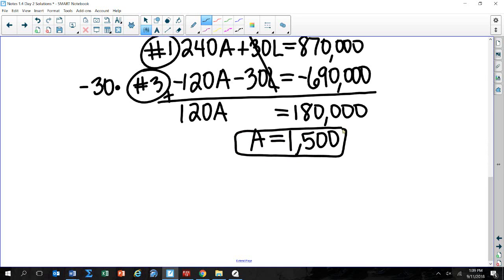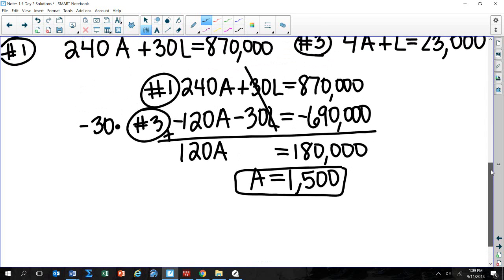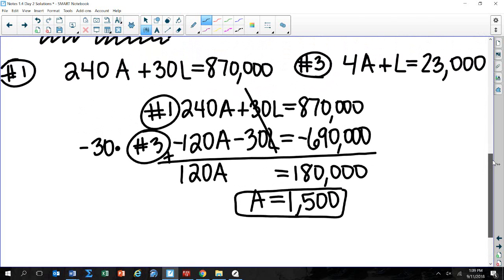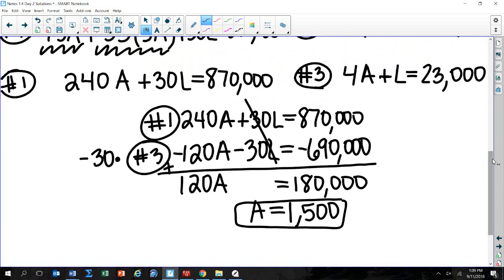There's 1,500 seats in the small section. Remember, there's 23,000 seats in the arena, so that's the section closest to the stage. Okay, so now where do I plug in 1,500 to get more information? Ron? Great, okay, that's good. So you can plug it in here. I could plug it in here, right? Or I like Ron's idea better.